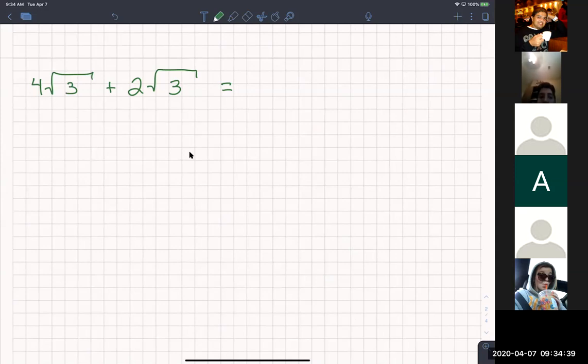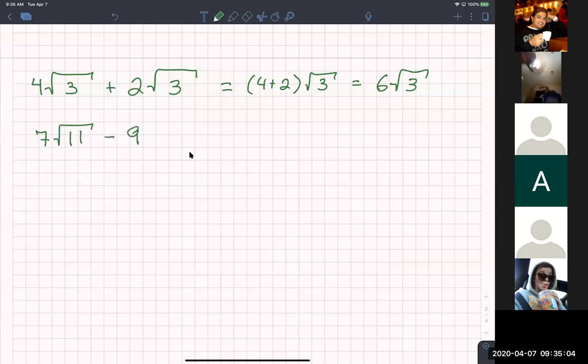Yeah, so as long as the radicals are the same, as long as what's underneath the radicals are the same, all you have to do is add the coefficients. So this is the same as 4 plus 2 root 3, which is 6 root 3. This is also the same when we do subtraction. As long as the radicals are the same, just subtract the outside.